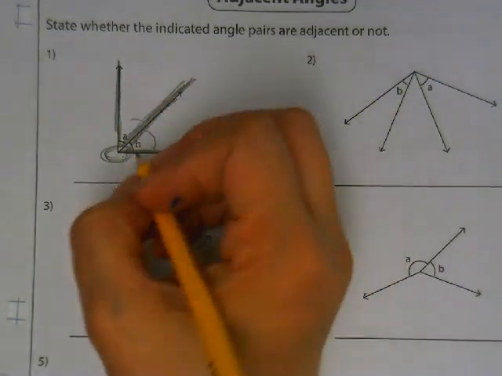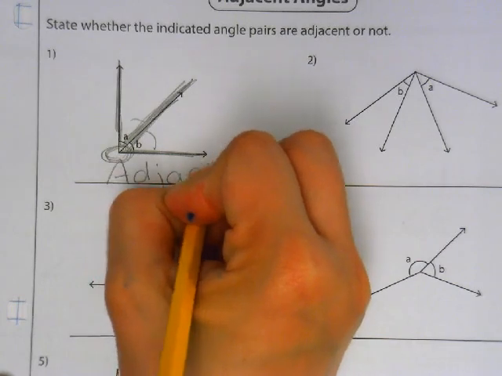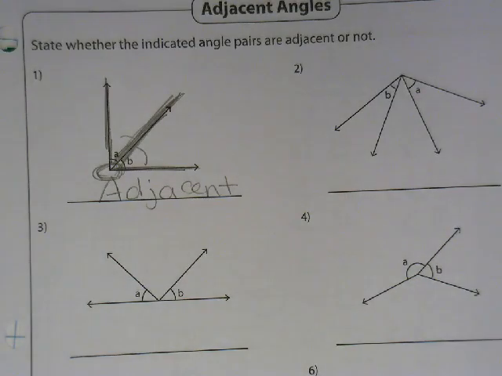We're going to spell out the word adjacent to help us with vocabulary and knowing how to spell it. So we're going to practice writing the word adjacent. They share this line that we trace with a pencil, just like you would, and they share a vertex. All right. Number 2.